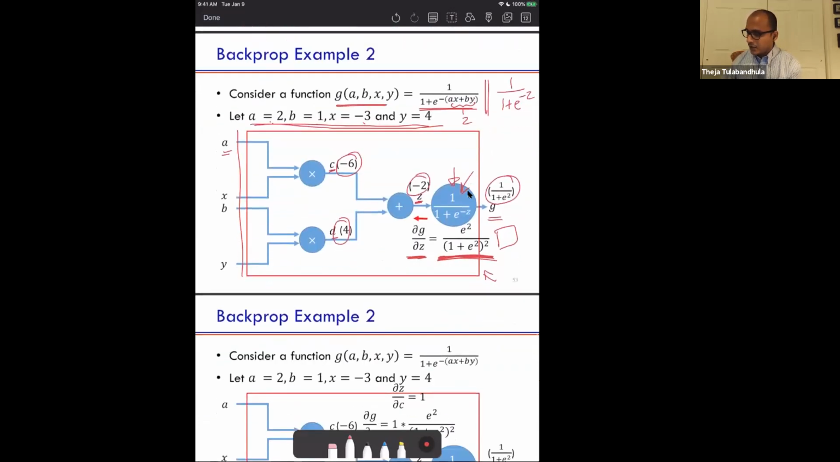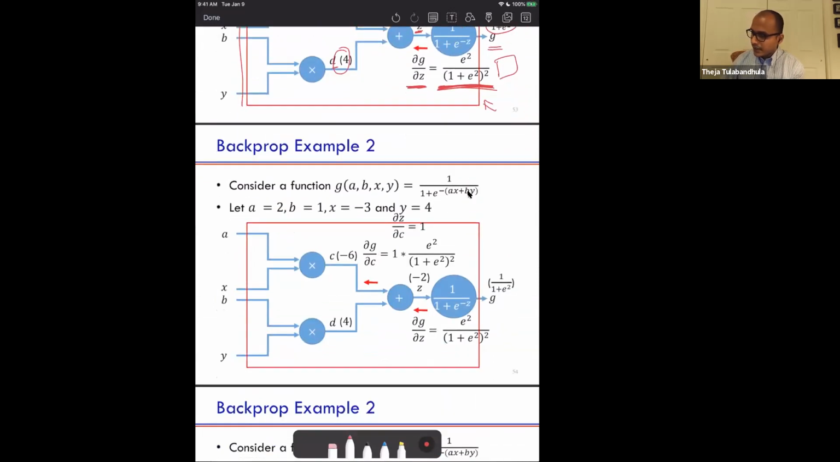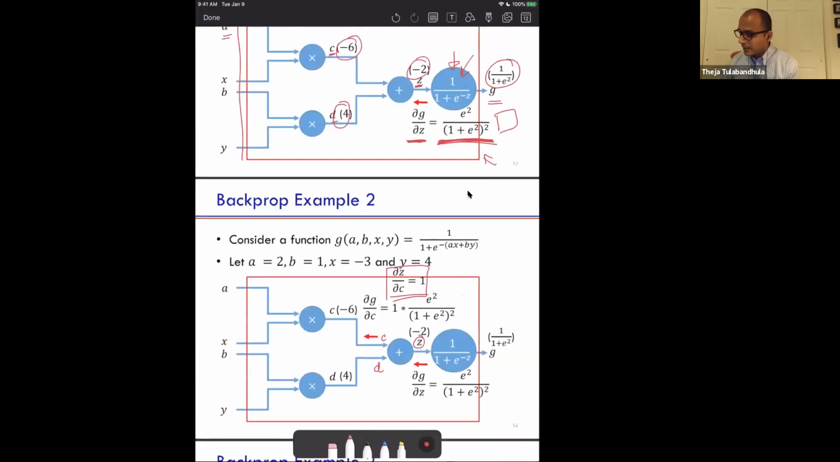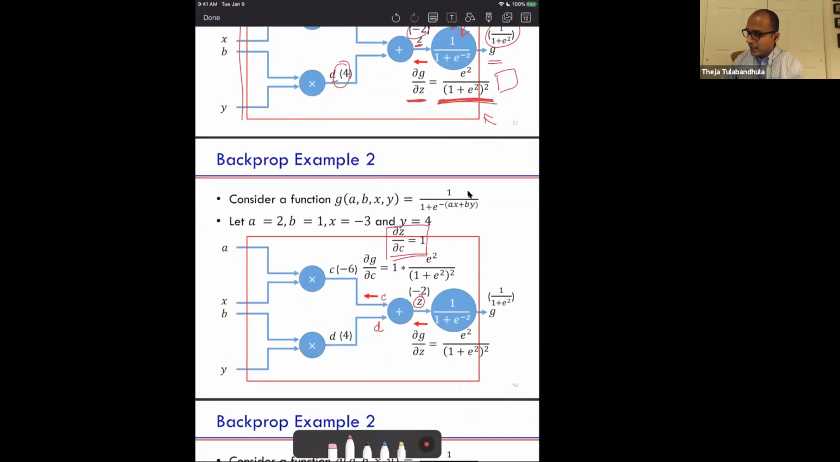Then we find the local gradient of Z with respect to its inputs C and D. The local gradient of Z with respect to C is 1, because remember Z is just C plus D. So you multiply 1 times the incoming gradient, which is the gradient of G with respect to Z. Remember, it's the same expression. That will give us the gradient of G with respect to C. So we went from this guy all the way to C.